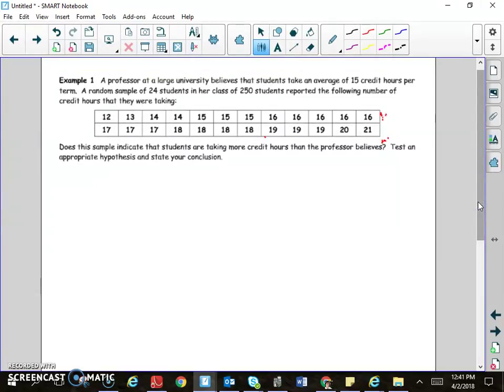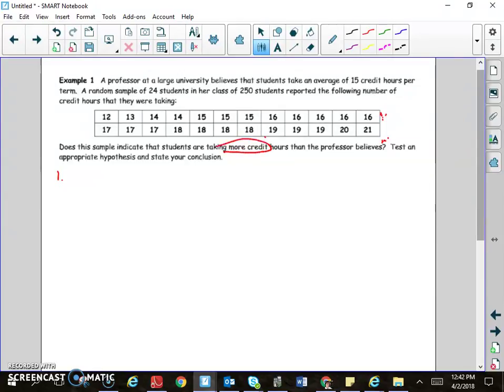But a lot of the steps you're going to recognize, they're pretty much all the same. So again, I'm just going through this little cheat sheet that I got you. Number one, it's telling you that a professor is assuming that the average number of credit hours that students take at a university is 15, which is kind of traditional. So he takes a random sample of 24 students, and he wants to see, does the sample indicate that students are taking more than the professor believes?